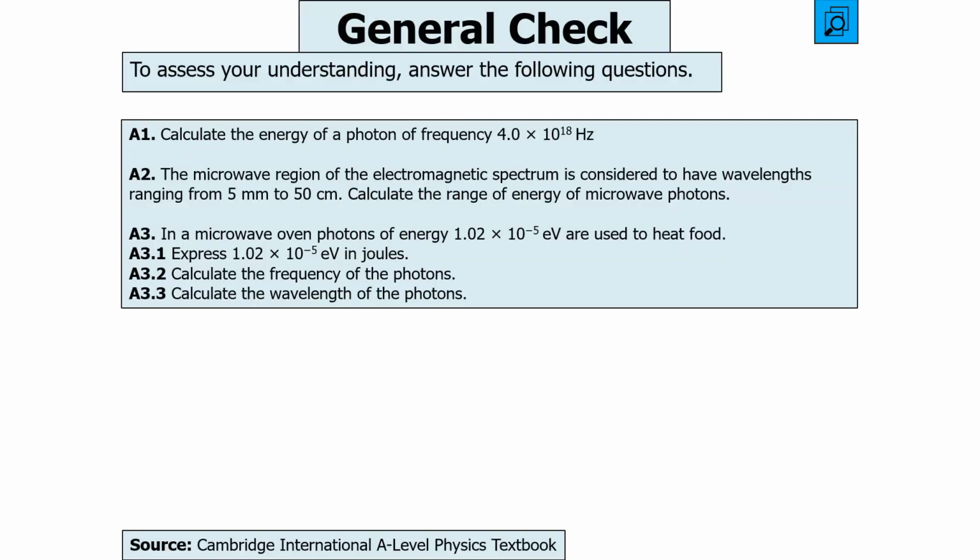So the first question says, calculate the energy of a photon of frequency 4.0 times 10 to the 18 Hz. The microwave region of the electromagnetic spectrum is considered to have wavelengths ranging from 5 millimeters to 50 centimeters. Calculate the range of energies of microwave photons. And then in a microwave oven, photons of energy 1.02 times 10 to the minus 5 eV are used to heat food. Express 1.02 times 10 to the minus 5 eV in joules. Calculate the frequency of the photons and calculate the wavelength of the photons. So pause the video now, then unpause the video when you want to go through your answer.